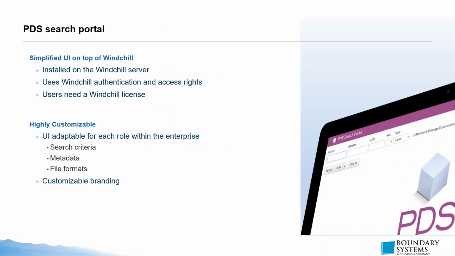So what the PDS Search Portal offers is a very simple user interface that actually runs on top of a Windchill server itself. It uses plain, simple Windchill access control and authentication. And what you will need is a minimal Windchill license to be able to use this functionality. Also, what's really nice about the Search Portal is that the interface is very customizable. You can define what search criteria, metadata, and file formats, and you can even add your custom branding to make it specific to whatever you might need.